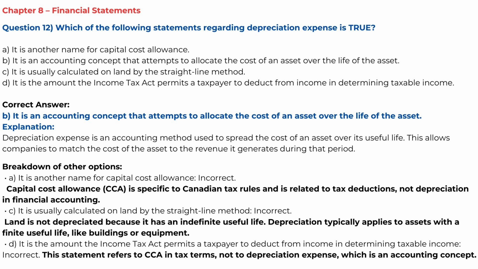financial accounting. C. It is usually calculated on land by the straight line method. Incorrect. Land is not depreciated because it has an indefinite useful life. Depreciation typically applies to assets with a finite useful life, like buildings or equipment. D. It is the amount the Income Tax Act permits a taxpayer to deduct from income in determining taxable income. Incorrect. This statement refers to CCA in tax terms, not to depreciation expense, which is an accounting concept.